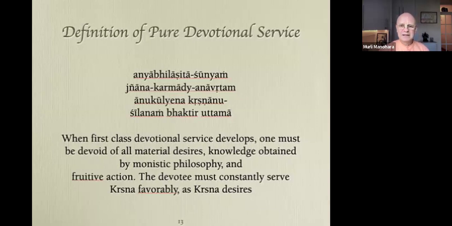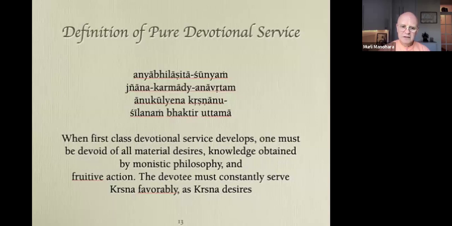All right, so now continuing in the introduction, there's this verse which Prabhupada paraphrases through the rest of the introduction. This is a well-known verse, and hopefully some of you already know it. It's one of the verses to learn. Anyabhilashita shunyam jnana karmady anavritam, anukulyena krishnanushilanam bhaktir uttama. When first-class devotional service develops, one must be devoid of all material desires, knowledge obtained by monistic philosophy, and fruitive action. The devotee must constantly serve Krishna favorably, as Krishna desires.